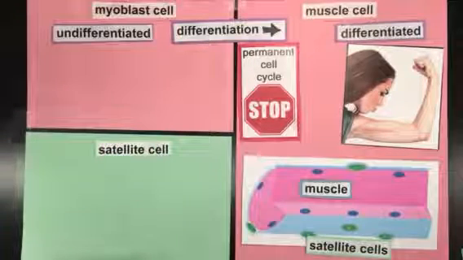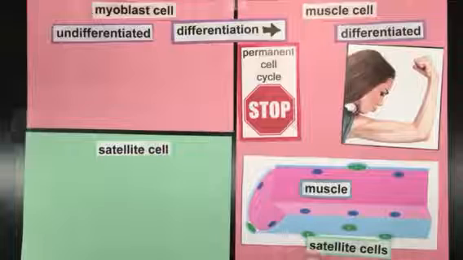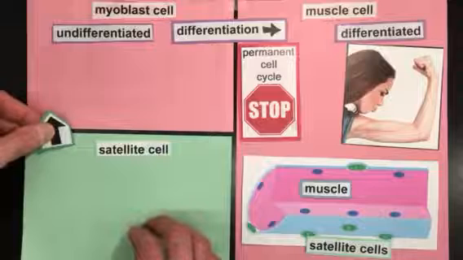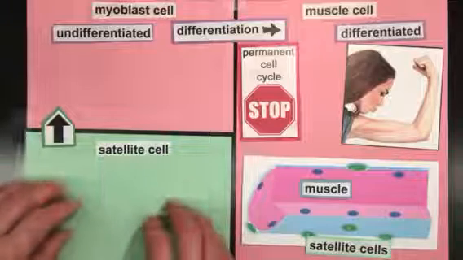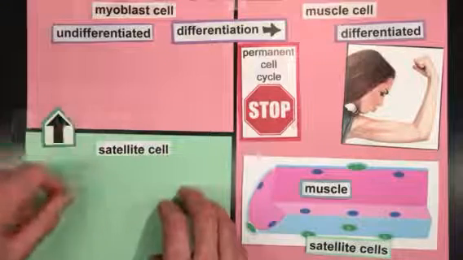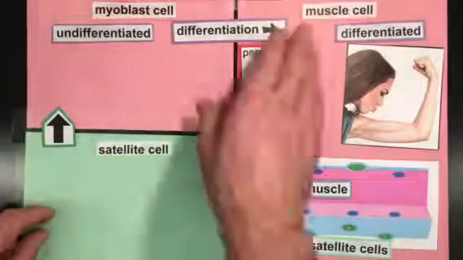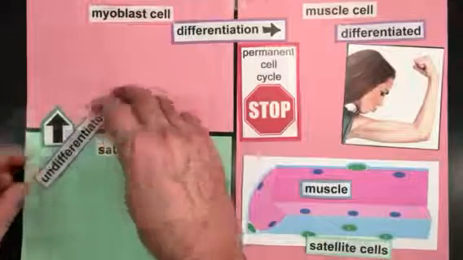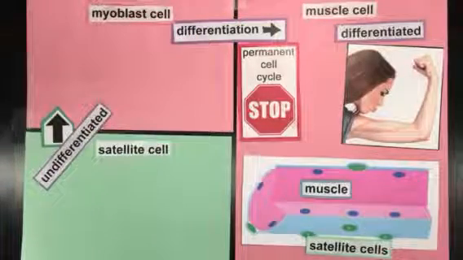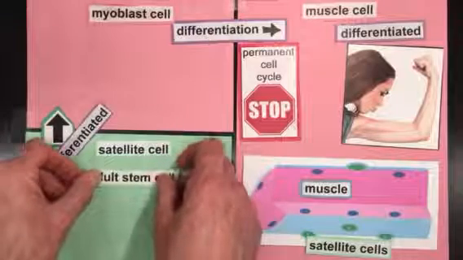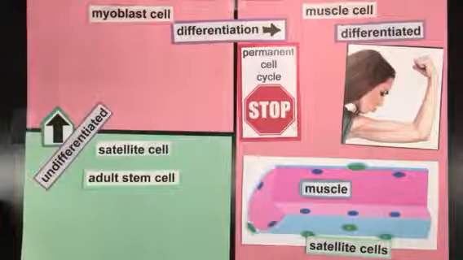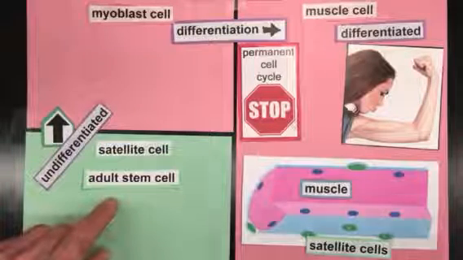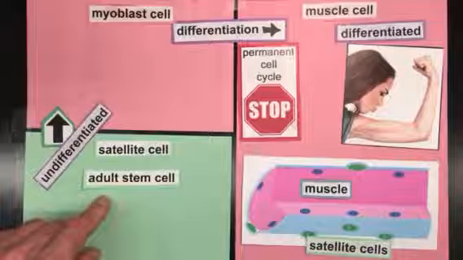A satellite cell is paused in the cell cycle, and then in response to stimulation, typically muscle strain, the satellite cell can proliferate, go through the cell cycle, divide by mitosis, and produce new myoblasts that can then go through differentiation. So satellite cells and myoblast cells are both undifferentiated. Satellite cells are an example of adult stem cells. We have a variety of different types of adult stem cells in our bodies. Although they're called adult stem cells, satellite cells are found in babies, kids, teens, and adults.